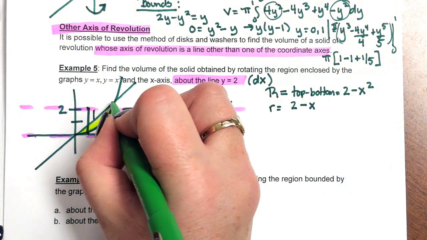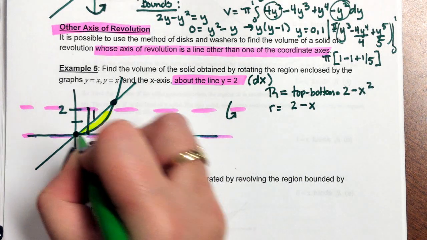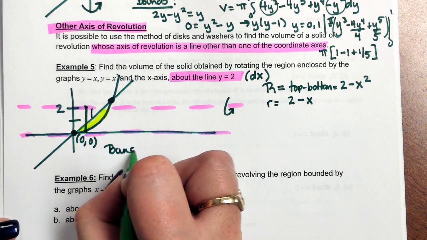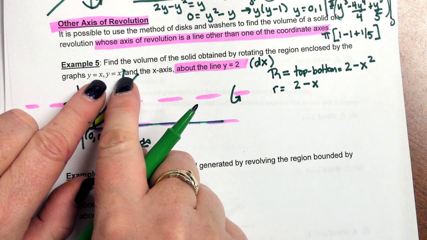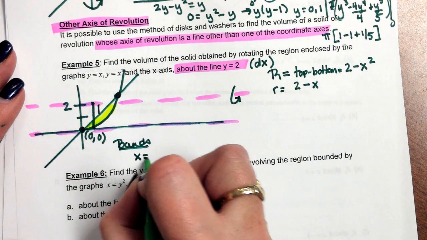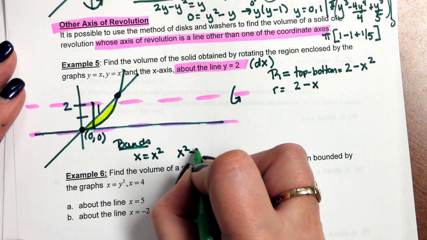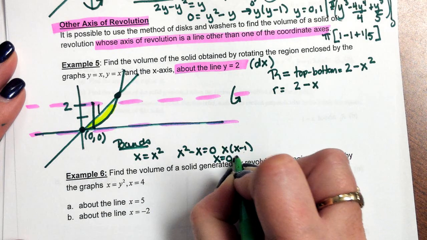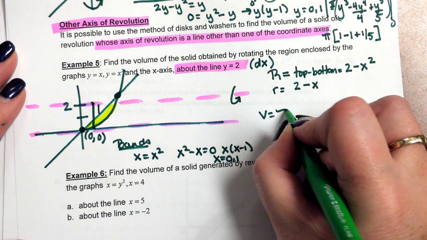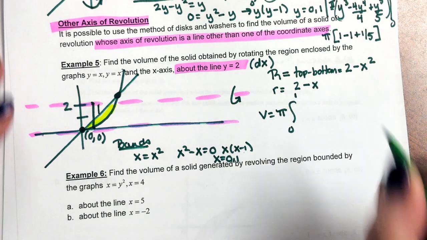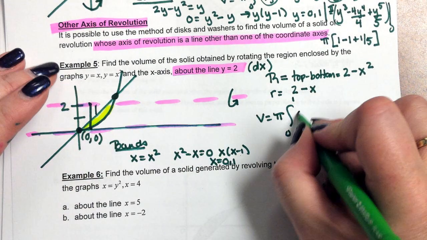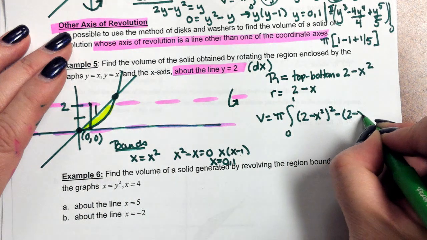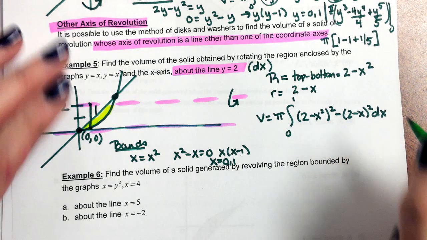So to calculate the volume, I still have to figure out my bounds. I know this is going to be 0, 0. My bounds are found by taking these two equations and setting them equal to one another. x equals x squared, so x squared minus x equals 0. x times x minus 1, so x equals 0 and 1. So to calculate this volume, it's going to be pi, pulling out the pi, going from 0 to 1, the outer radius squared, which is 2 minus x squared, squared, minus your inner radius, 2 minus x, squared, dx.